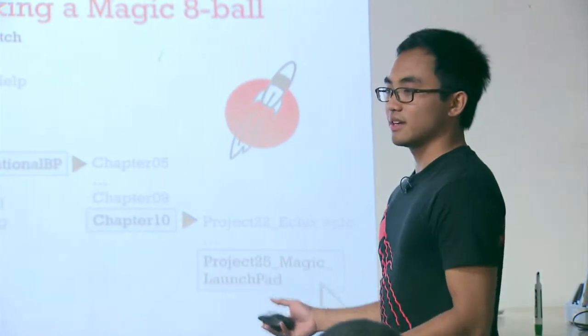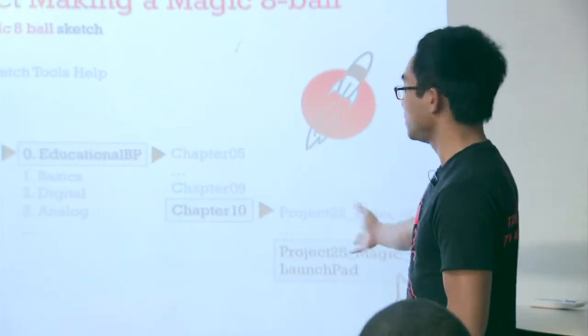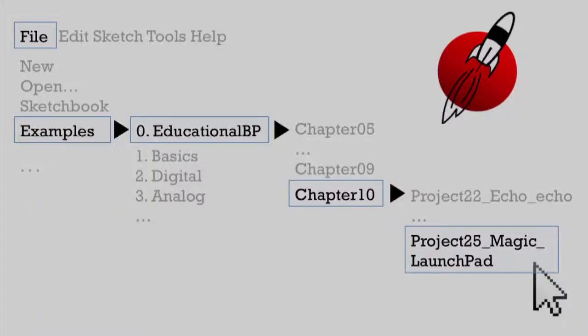So just like before, we're going to go to Energia, our little software tool, and we're going to follow this trail to a new example project called Magic 8-Ball. And you can get there by following this path. And that'll open up the code that'll tell the LaunchPad to become a Magic 8-Ball now, instead of a musical instrument.